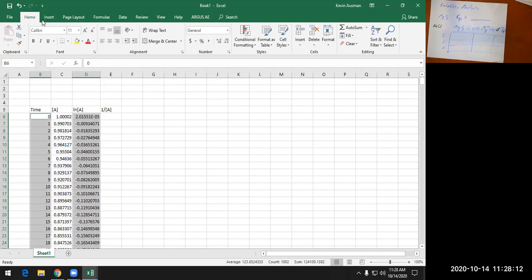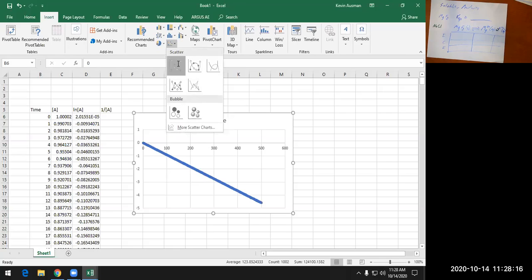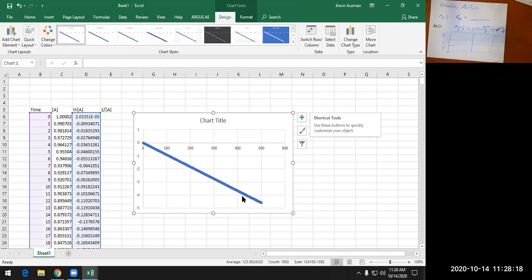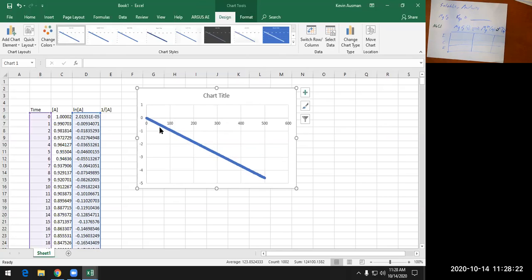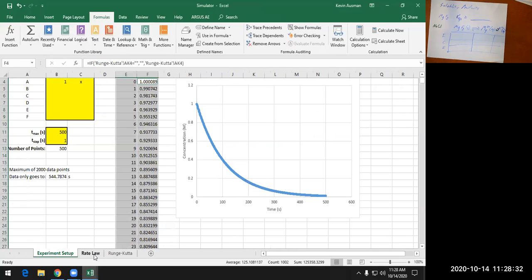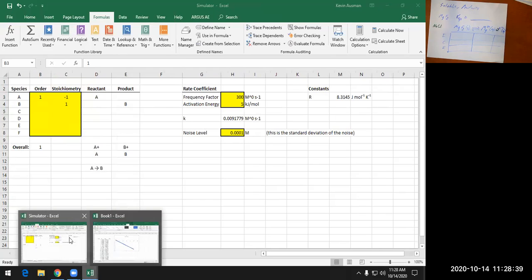Back up here, we can insert a chart, a scatter plot, and that looks pretty nicely straight, doesn't it? So the fact that we found a nice straight line for the natural log column means that this is first order, which you may remember back over here, that's exactly what we set right here. So we have confirmed that we have analyzed this correctly.